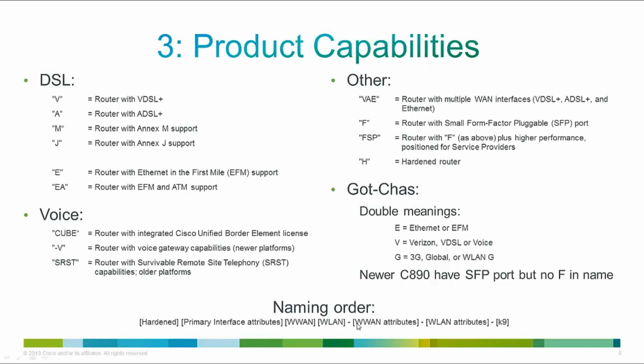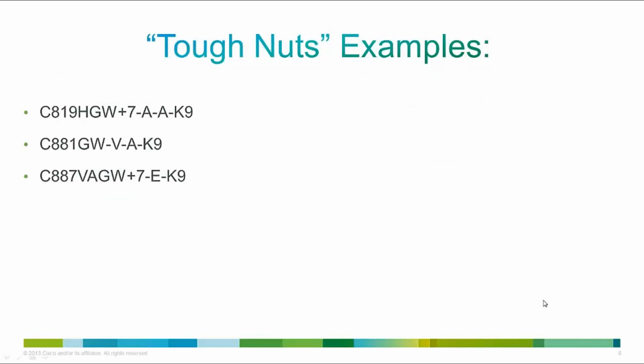So these are the attributes and the list in the order they are used in the name. A few tough nuts to show you how you can now decode the name. C890 is a machine-to-machine gateway of the newer types. It's a hardened version. It has 3G and wireless.